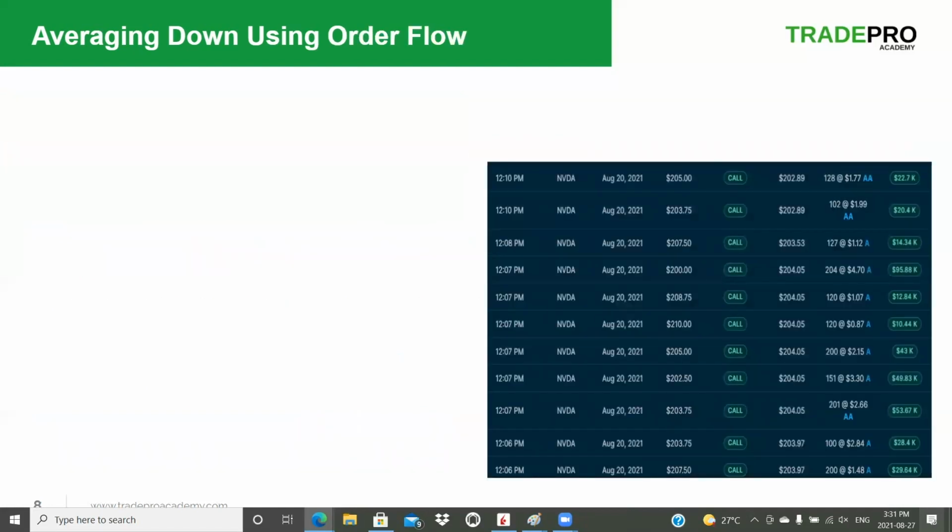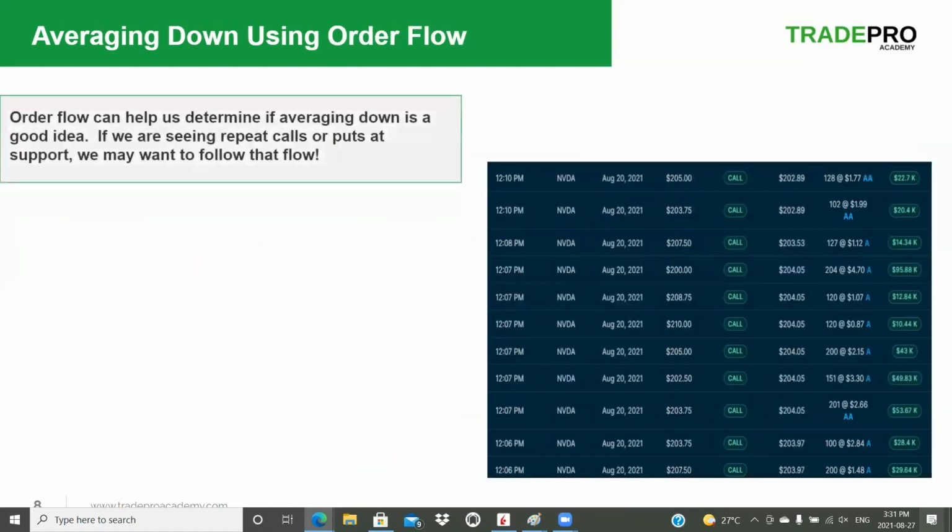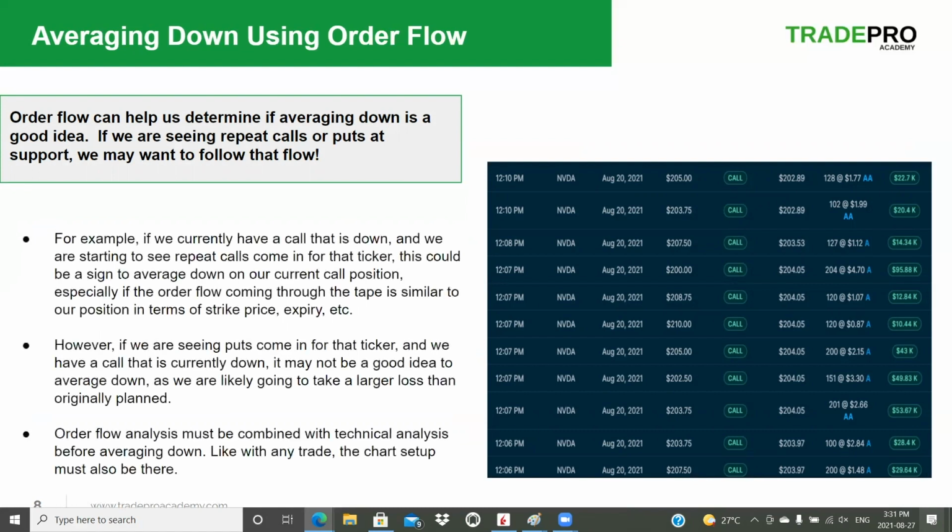So averaging down using order flow. Order flow can help us determine if averaging down is a good idea. If we're seeing repeat calls or puts at support, we may want to follow that flow. For example, if we currently have a call that is down and we're starting to see repeat calls come in for that ticker, this could be a sign to average down on our current call position, especially if order flow coming through the tape is similar to our position in terms of strike price and expiry.